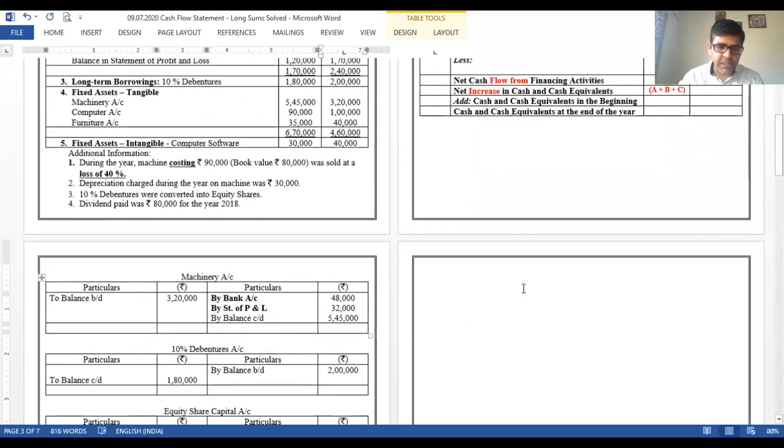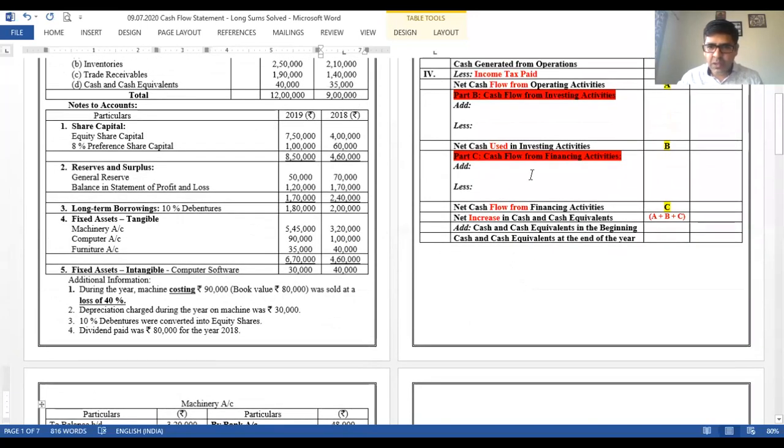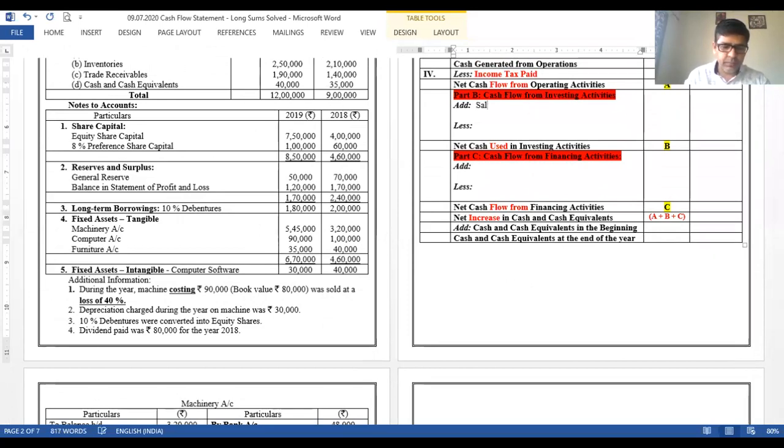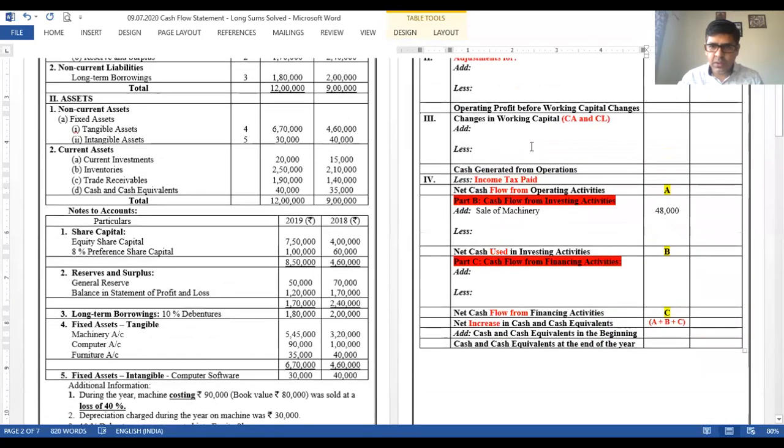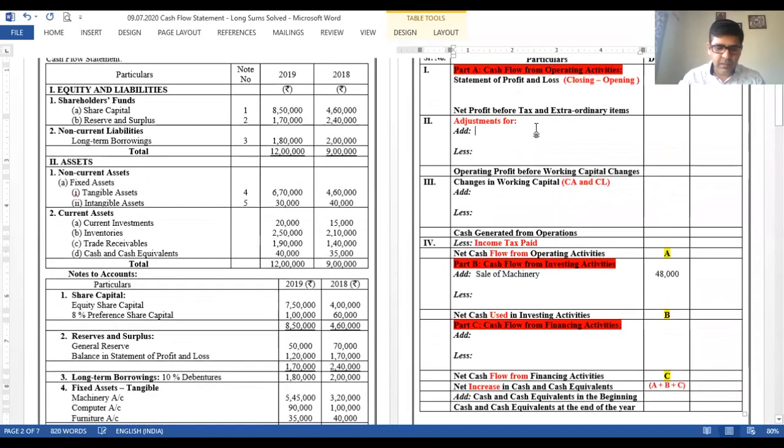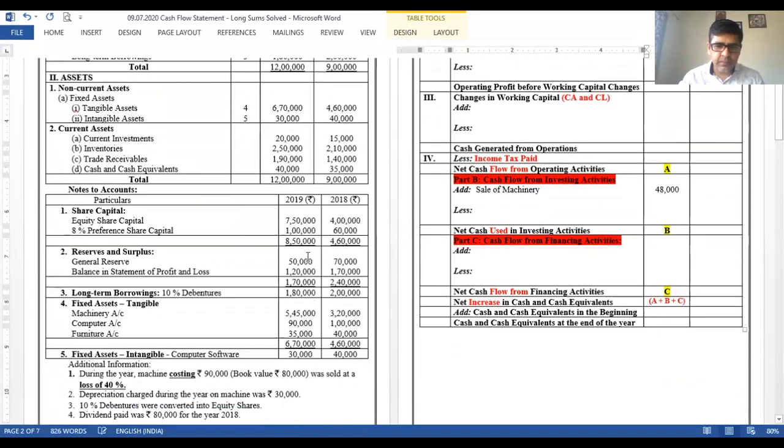The sale of machinery, we know it has to go to investing activity and has to be added over there, right? Sale of machinery amount is 48,000 and there is a loss. Losses are to be added in adjustments. Loss on sale of machinery rupees 32,000. Okay, so we are done with this.